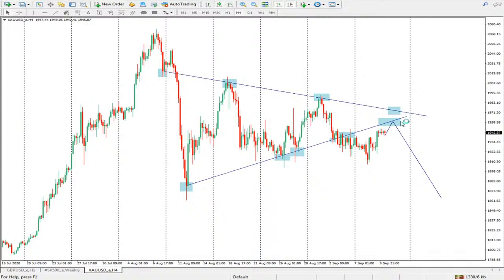If the price does not sell off from this point, we expect it to sell off from the upper line, where we expect a continuation down to this point, 1881.25.